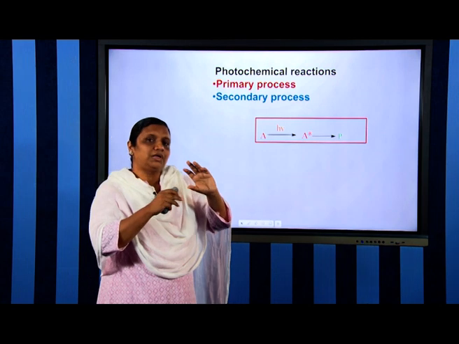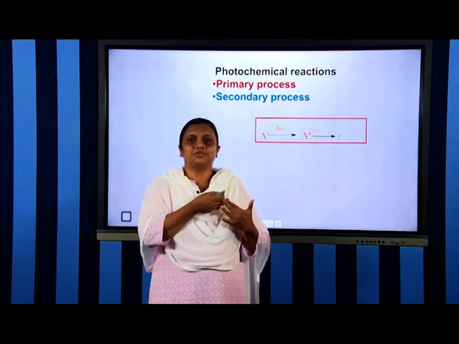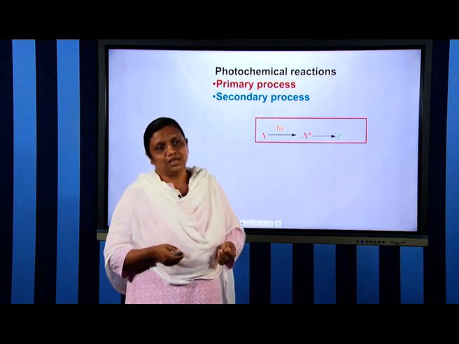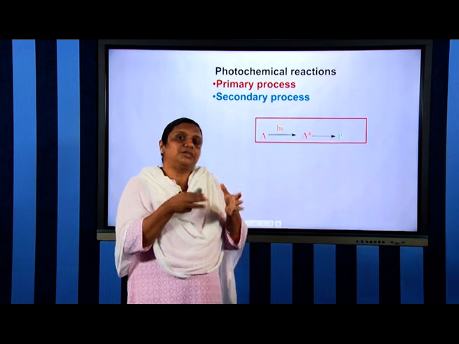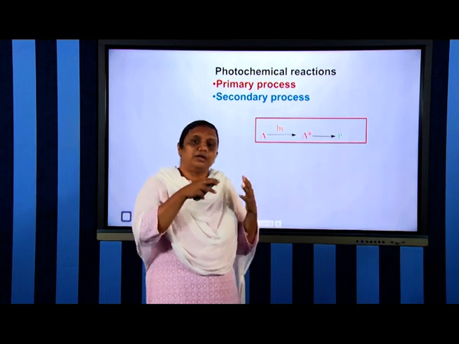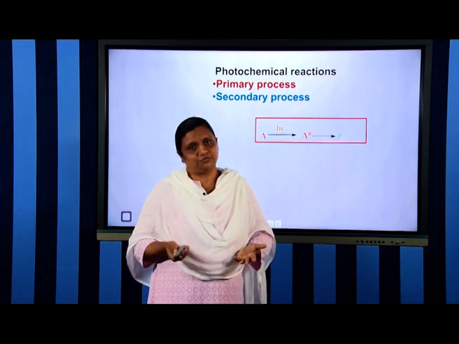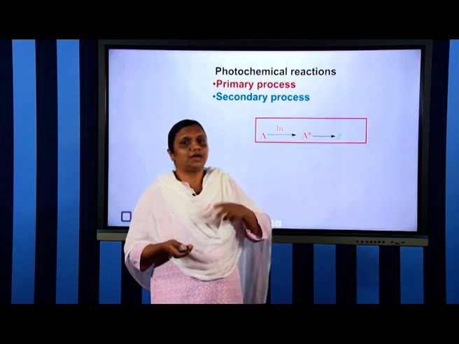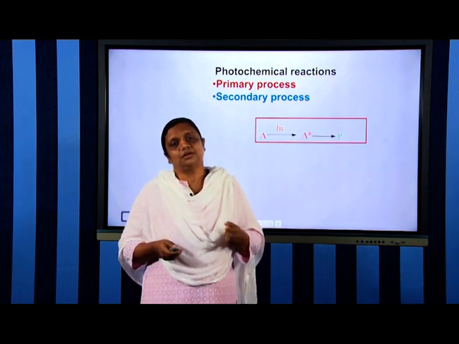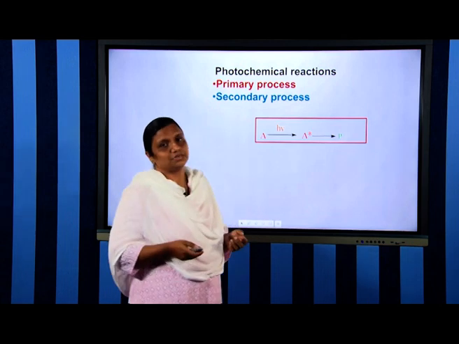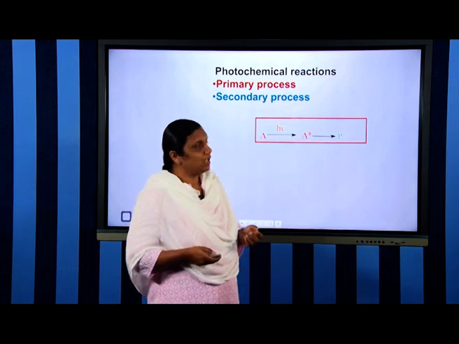So, a photochemical reaction is a two-step process. You have the primary process and the secondary process, and for the primary process light is essential. The secondary process can happen in the presence of light or in the absence of light. Light is not essential. You have the light reaction and the dark reaction in photosynthesis. That is an example of the primary process and the secondary process.